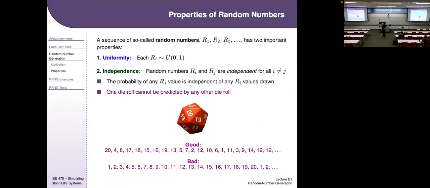But there's a clear pattern that if I draw a 1, I'm always going to get a 2 afterwards. Likewise, after a 2, a 3, and so on. So this is what I mean by violating independence. This is uniform, it's just not independent. So any questions about that distinction?